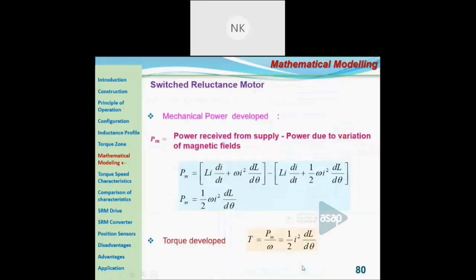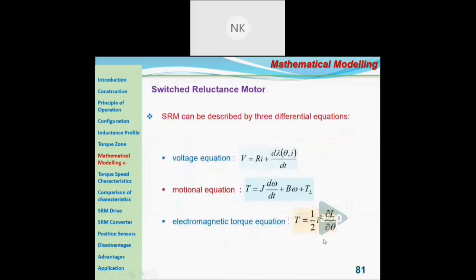In order to get the mechanical power developed, take the difference between the power received from the supply and the power due to variation of the magnetic field. You will get the final power equation of the reluctance motor, that is half of omega i square dL by d theta. So the torque developed is T equal to Pm by omega, the angular velocity, giving half i square into dL by d theta. This is the torque expression corresponding to the reluctance motor.